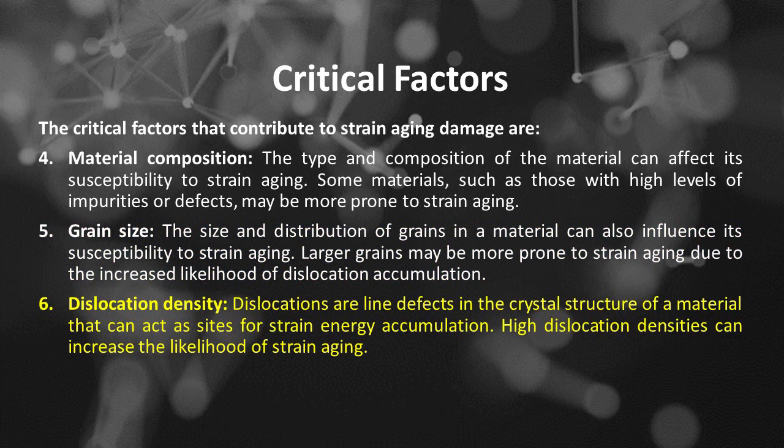Number 6 is dislocation density. Dislocations are line defects in the crystal structure of a material that can act as sites for strain energy accumulation. High dislocation densities can increase the likelihood of strain aging.